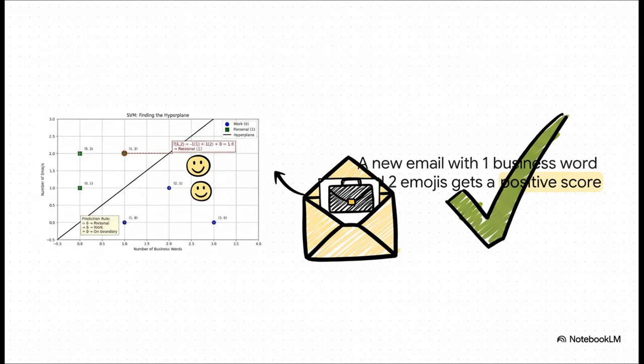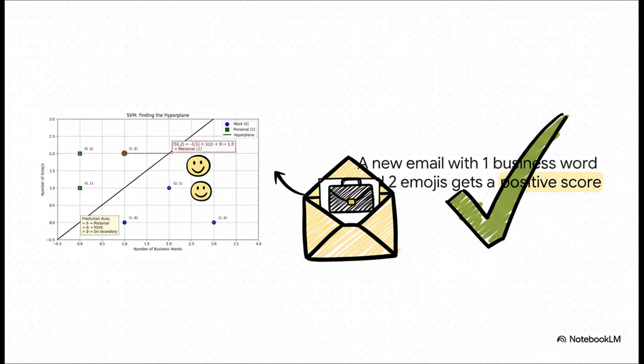The job for our SVM is to draw the perfect line to separate these two groups. Okay, so after the model trains, it figures out the best possible weights and bias. For this specific data, it learned that the weight for business words should be -1, the weight for emojis should be +1, and the bias is 0. So how do we use this? Let's take a new email that has 1 business word and 2 emojis. We just plug those numbers into our formula. That's -1 times 1 plus 1 times 2, which gives us a score of +1. And here's the rule. A positive score means it's a personal email. A negative score? That's a work email.